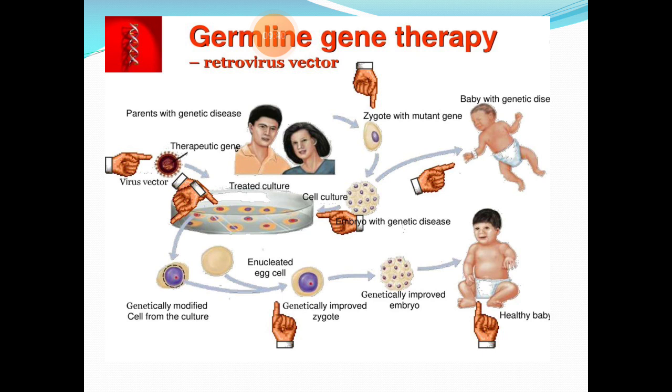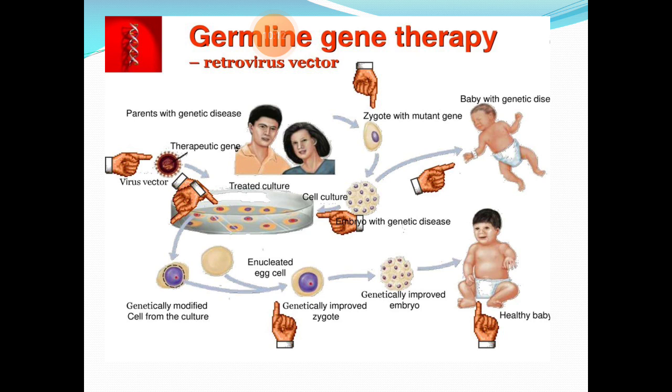And this zygote, as usual, undergoes cleavage, blastula, etc. to form a cell culture. And please note, these cells have mutant genes, okay? Bad gene in the sense, disabled genes. And the baby, which is the product of this blastocyst, is going to develop the genetic disease. This is the normal process.